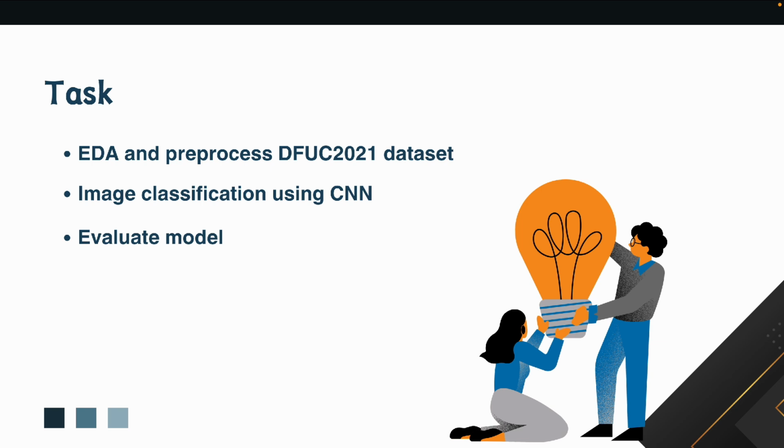Okay, so our task is to start off by doing an exploratory data analysis on the dataset to see how the dataset looks. Then we'll see what kind of pre-processing we can apply to the dataset and make sure that it is ready to be fed into the convolutional neural network for image classification. Once our model has been trained, we are then going to evaluate the model's performance based on different metrics such as accuracy, the F1 score, precision, sensitivity, specificity. There are so many measures that we can see.